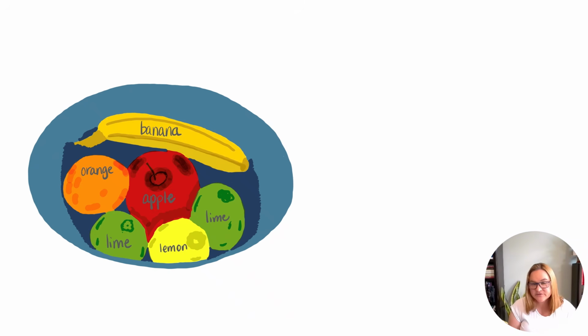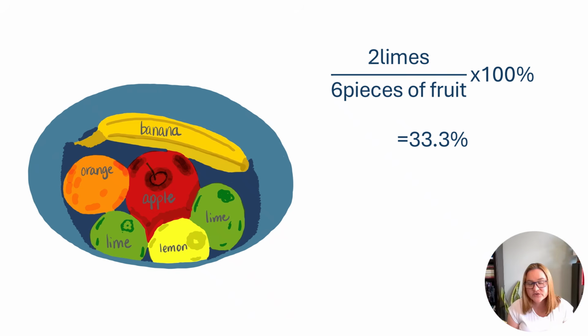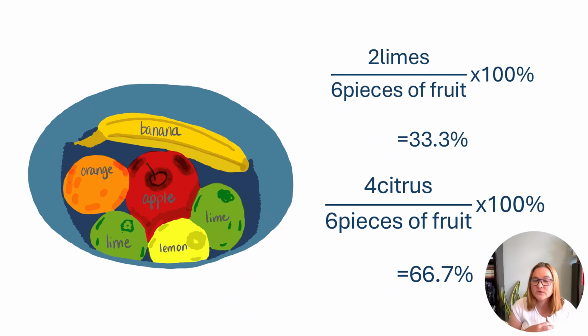Because there's a mixture of fruit in the bowl, we could calculate the percentage of different parts of it as well. For instance, there are 2 limes, so that calculation would be 2 over 6, or 33.33%. Or maybe we need to know what percent of the bowl is citrus. The sum of the 2 limes, the lemon and the orange, would give 4 parts total, or 66.7%.